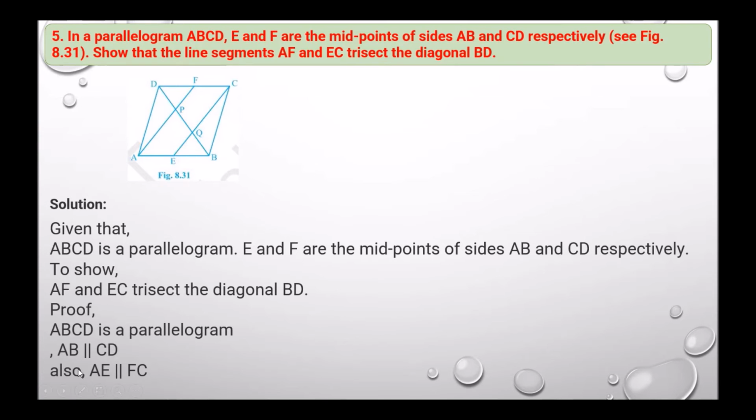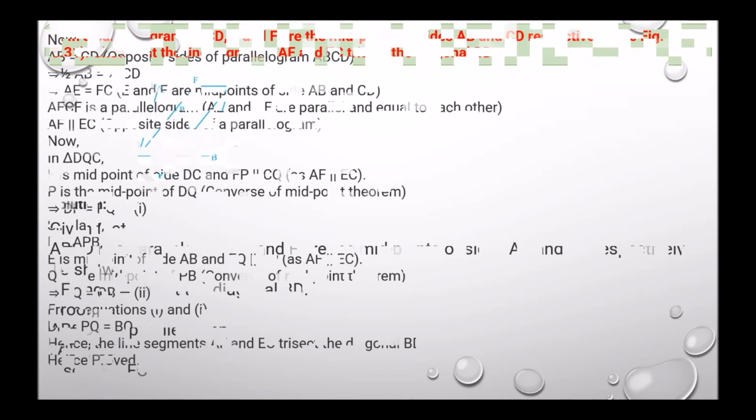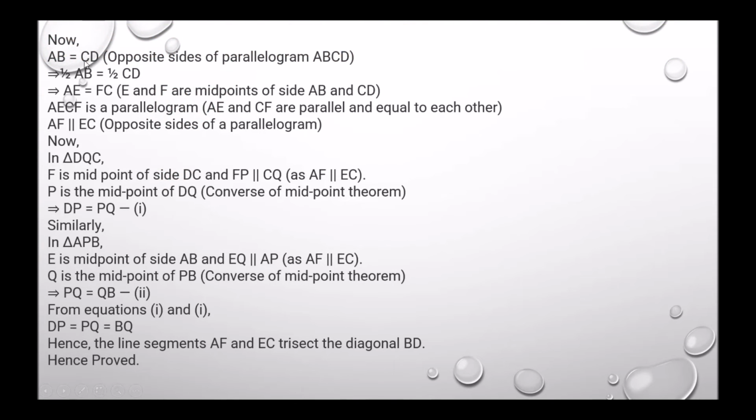So first, ABCD is a parallelogram, AB is parallel to CD, also AE is parallel to FC. Now AB equals CD, opposite sides of parallelogram ABCD. So half AB equals half CD. AE equals FC, as E and F are the midpoints of sides AB and CD. AECF is a parallelogram, as AE and CF are parallel and equal to each other. AF is parallel to EC, opposite sides of a parallelogram.